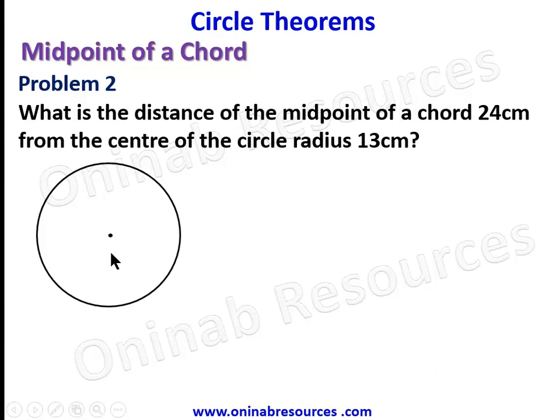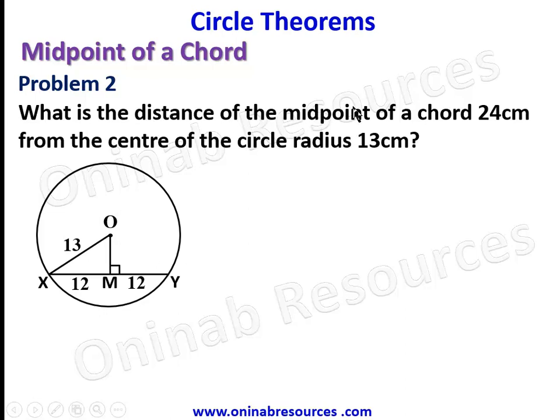This is a circle, center O, and we always have a chord, which we call XY. The chord is a certain distance from the center of the circle, which is a right angle, and this is the midpoint. What is the distance of the midpoint of a chord 24 centimeters from the center? The chord is 24 centimeters, so this will be 12, this will be 12, and the radius is 13 centimeters. That is, OX is 13 centimeters.